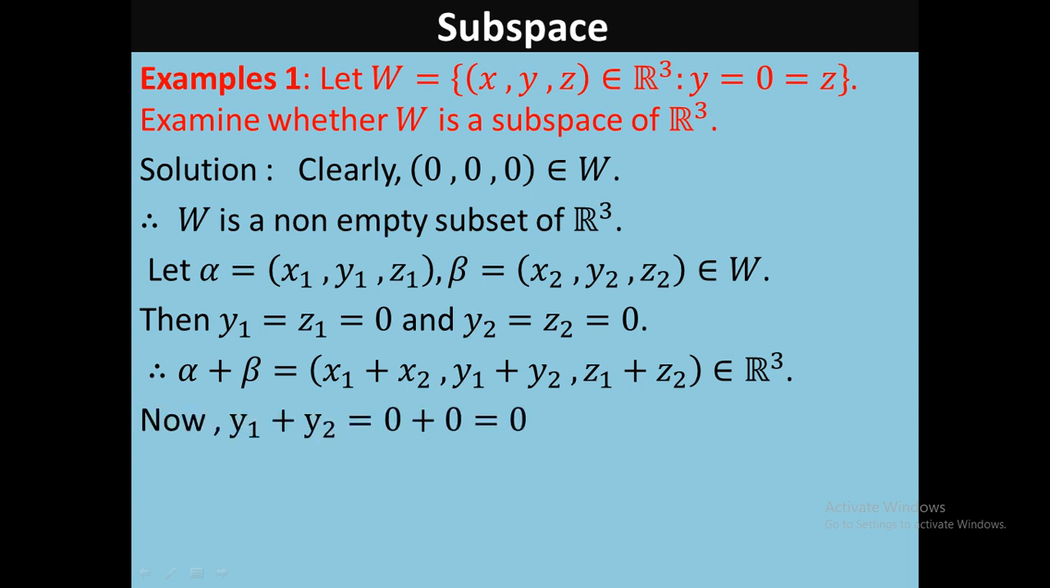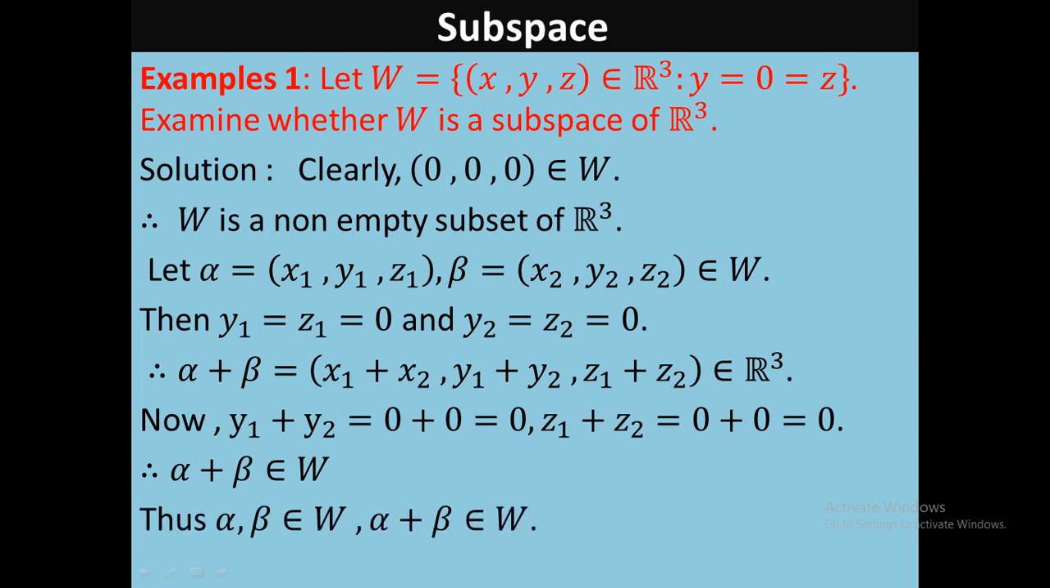Now y1 plus y2 equal to 0 plus 0, because you see that here y1 equal to 0 and here y2 equal to 0. So y1 plus y2 equal to 0 plus 0 equal to 0, and similarly z1 plus z2, here z1 equal to 0 and z2 equal to 0. So therefore this is equal to 0. So second component and third component of alpha plus beta is separately 0. So alpha plus beta is in W. Thus for all alpha, beta in W, alpha plus beta is in W. So this is the first condition for subspace which is satisfied in W.